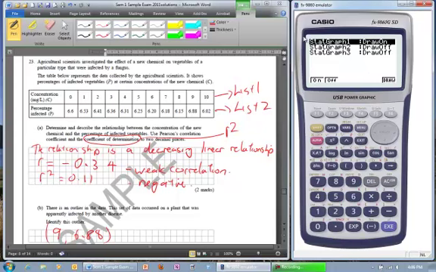Select, we only want to draw on stat graph 1 because that uses the data from list 1 and list 2. If we go draw now, we'll get a scatter plot, and you can see there's a fairly good correlation there. It looks like there's a bit of an outlier out here. Let's have a look to see what happens.